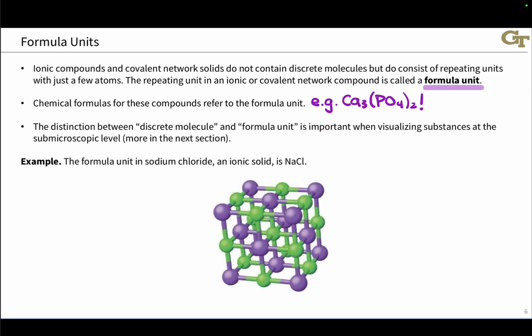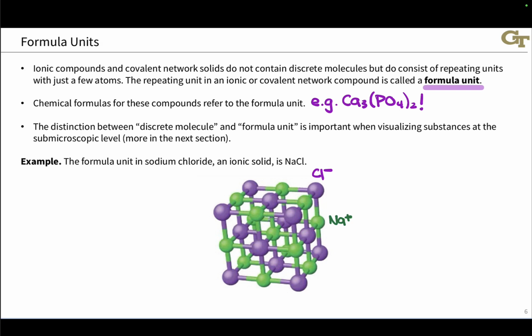And this is an important distinction when we're visualizing substances at the submicroscopic level, since discrete molecules are very much separate from each other, whereas formula units we don't want to think of as separate from the rest of the substance. A great example of this, and a very simple example, is sodium chloride, which has the chemical formula NaCl. This is an ionic compound, an ionic solid consisting of Na+ cations and Cl- anions, and here I'm representing the Na+ cations in green and the Cl- anions in purple.